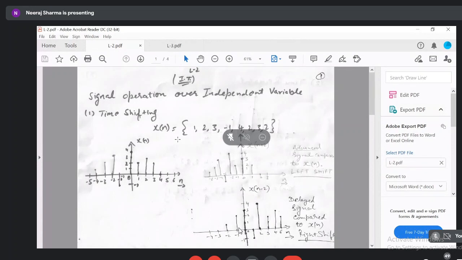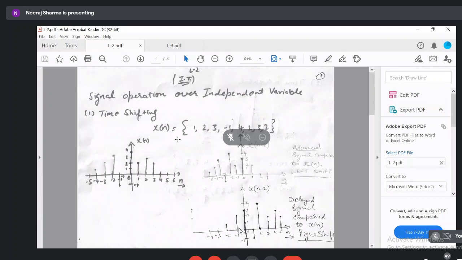The discrete time signal can be further of two types. One is finite, another is infinite: a finite data sequence or an infinite data sequence. The difference between them is that, as the name specifies, in case of an infinite data sequence, the sequence will consist of an infinite number of elements, maybe starting from minus infinity and ending at plus infinity.